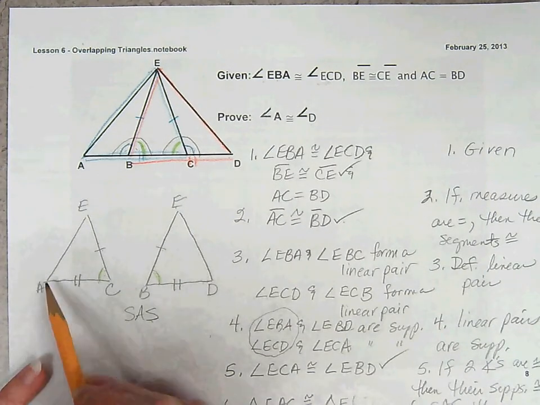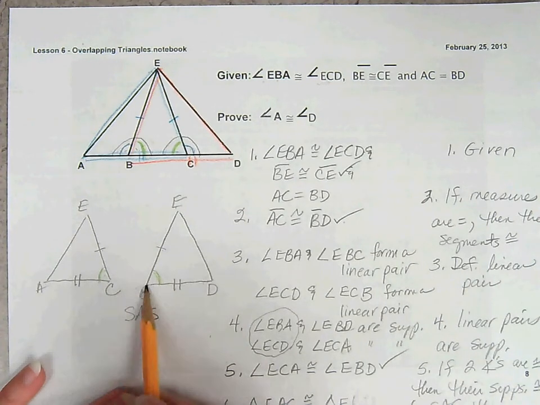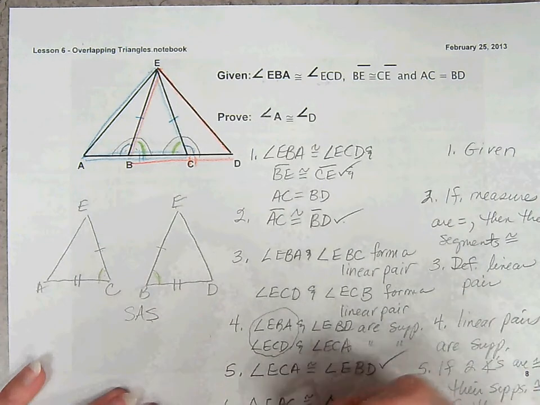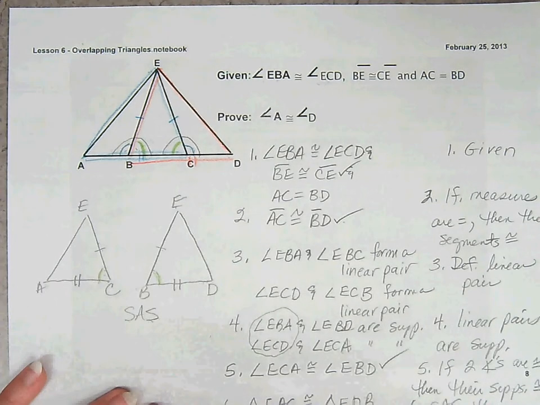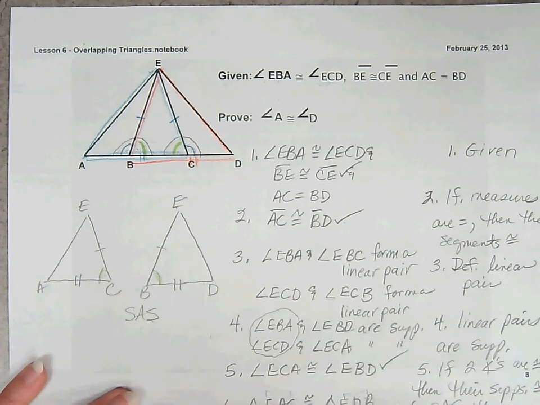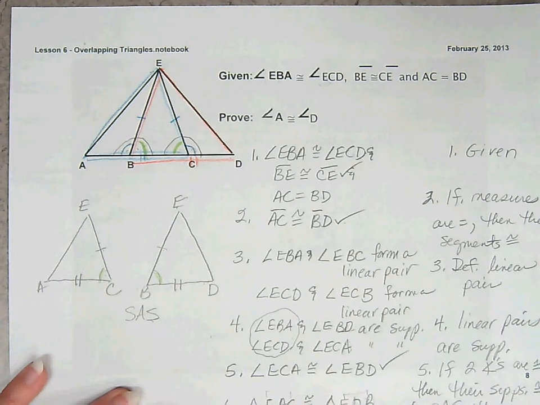Okay, so EAC, so we need angle C and angle B to line up, and therefore angle A and angle D to line up. So it's EDB. All right? So now angle C lines up with angle B, and segment EC lines up with segment EB, and BD lines up with segment AC. So always check your congruent statement.